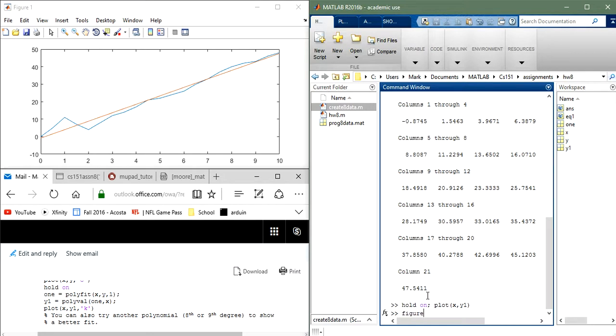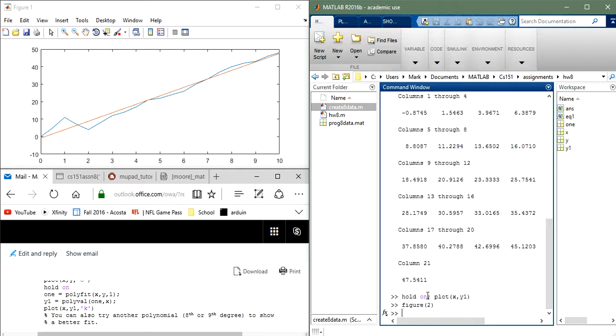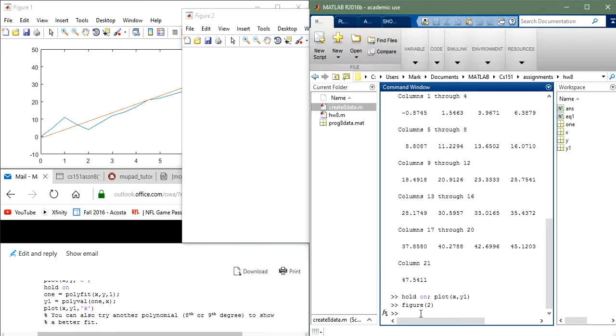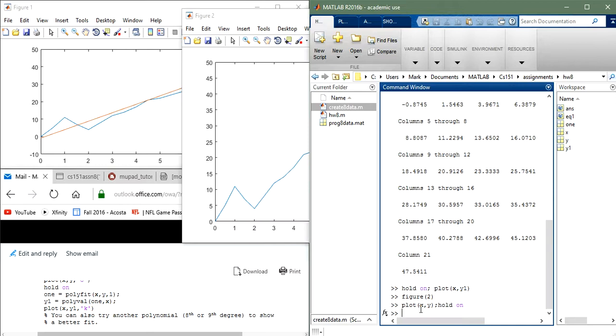So let's call a second figure. We'll call figure 2. And we'll say plot x, y. And we'll say hold on. And then we'll come back up here and we'll fix it. And we'll just call this to the ninth. That's what his notes say. I don't know what I'm doing. y9. We go to polyfit 9, which creates an equation for us, correct?